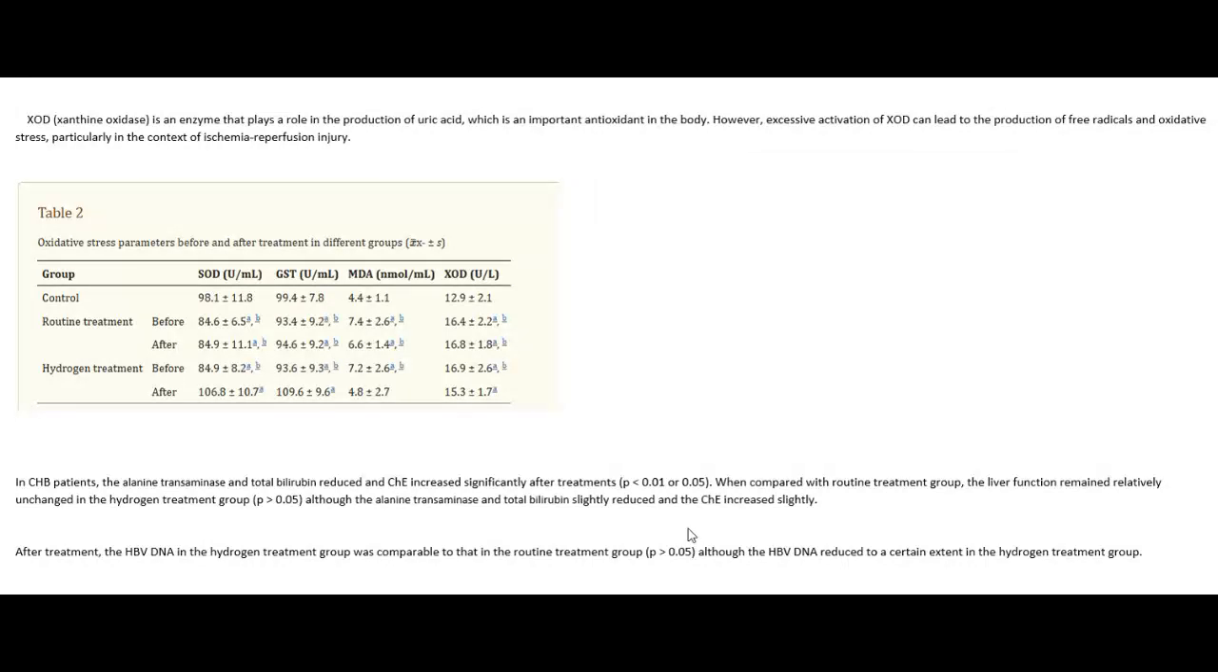In the control group, before treatment, the SOD levels were 84.6 plus minus 6.5, and after the treatment, what's SOD again?